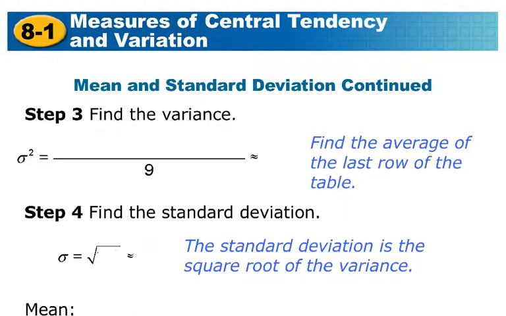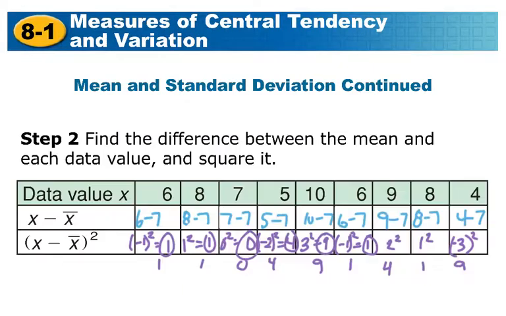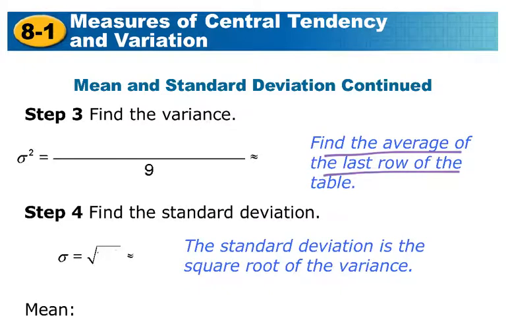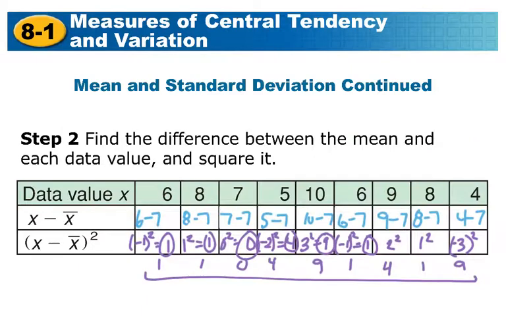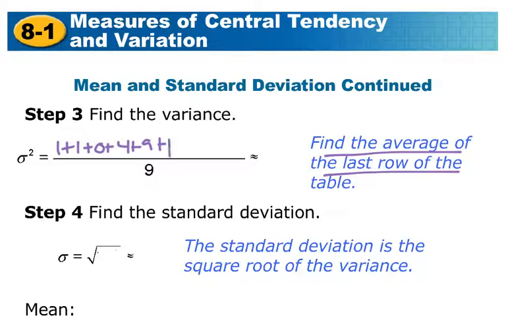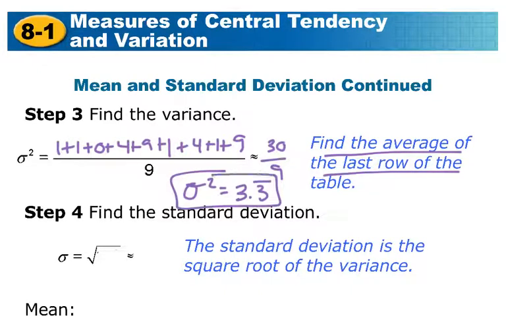So the next step is to find the variance, and so we need to find the average of the last row of the table. So I need to add up all of these numbers: 1, 1, 0, 4, 9, 1, 4, 1, 9. So that becomes 30 divided by 9, and so our variance is going to be 3.3 repeating.